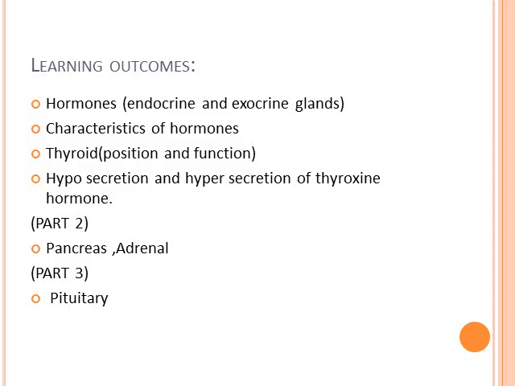The outcomes of this PPT will be hormones. What are hormones? What are endocrine and exocrine glands? What are the major characteristics of hormones? The thyroid gland, its position and function, the main hormone secreted from the thyroid gland, hyposecretion and hypersecretion of thyroxine hormone. This we will be completing in part 1.